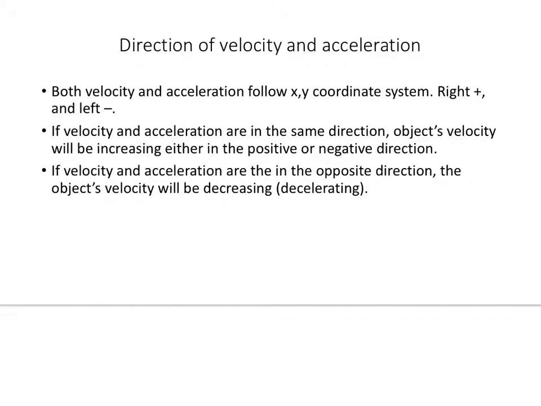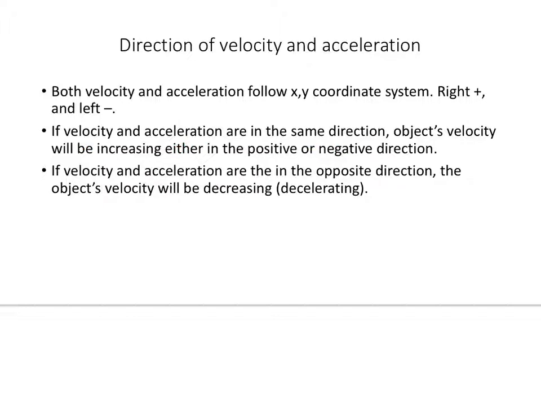Now, I said in the last slide that the velocity of an object to the right is positive and to the left is negative. Now, it's certainly possible that velocity and acceleration can have different directions. So, if the velocity and the acceleration are in the same direction, then the object's velocity is going to be increasing either in the positive or negative direction. So it's either going to be going faster to the right or faster to the left if the velocity and the acceleration are in the same direction.